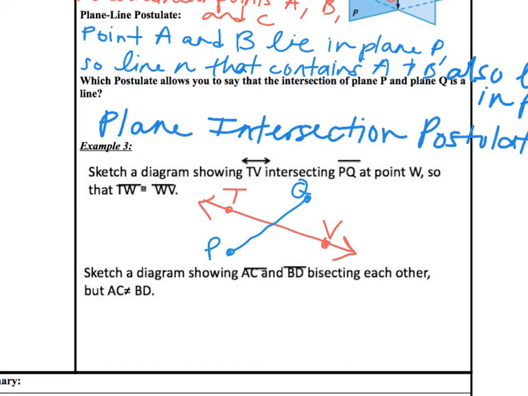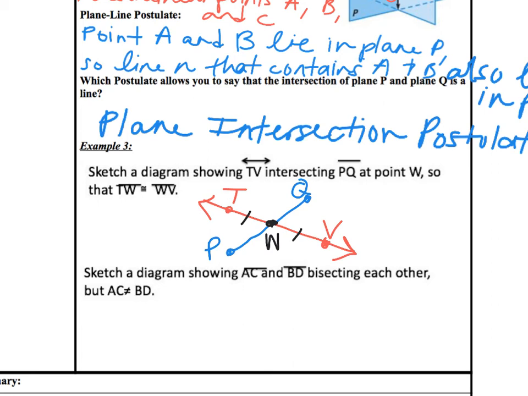Where do they intersect? Point W, so we need to also draw in point W where they intersect, so that TW is congruent to WV. If I want to mark them congruent, what do I put? Those little markings, TW is congruent to WV. You have to mark it as such if you want it to be true.